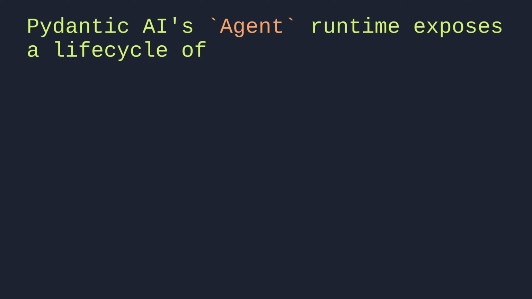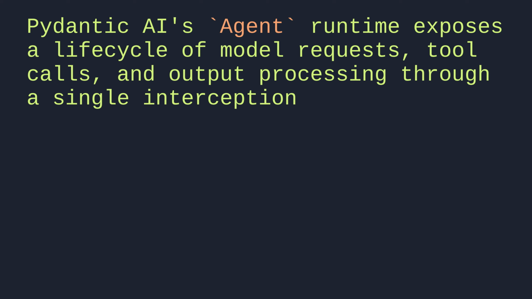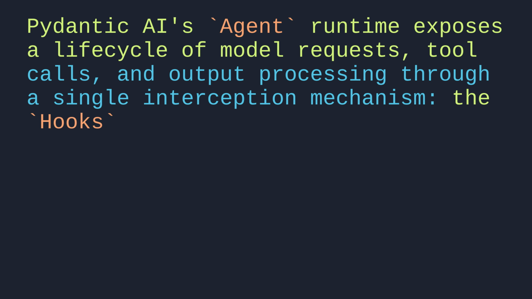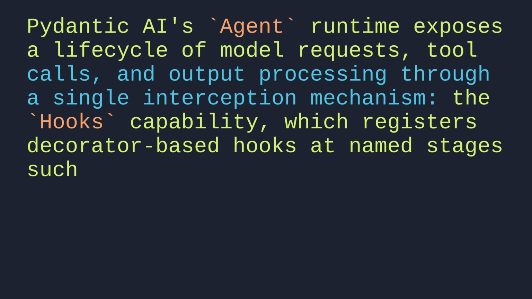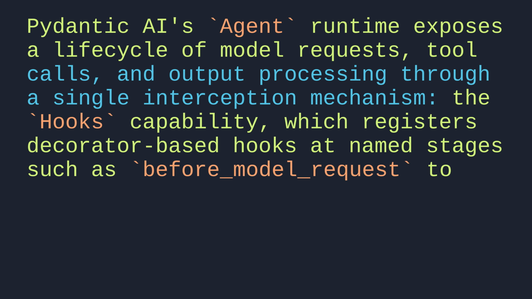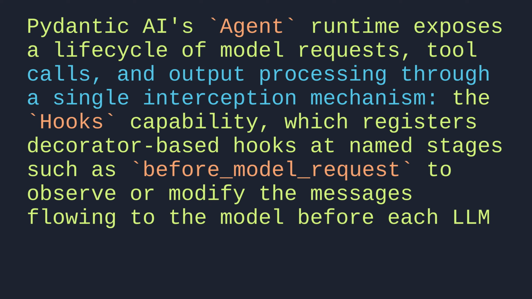Pydantic AI's agent runtime exposes a lifecycle of model requests, tool calls, and output processing through a single interception mechanism. The hooks capability, which registers decorator-based hooks at named stages such as before model request, lets you observe or modify the messages flowing to the model before each LLM call.